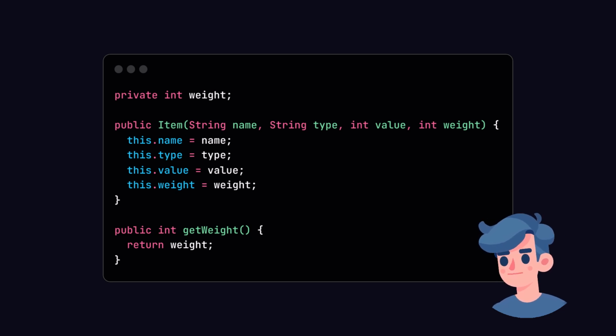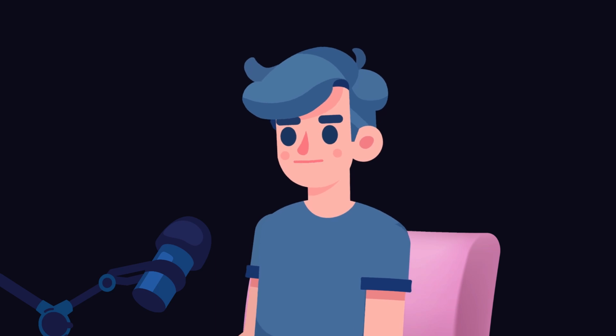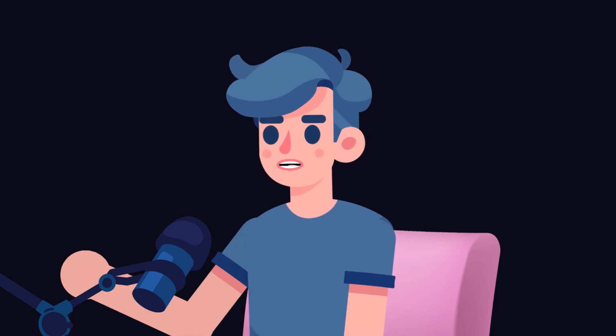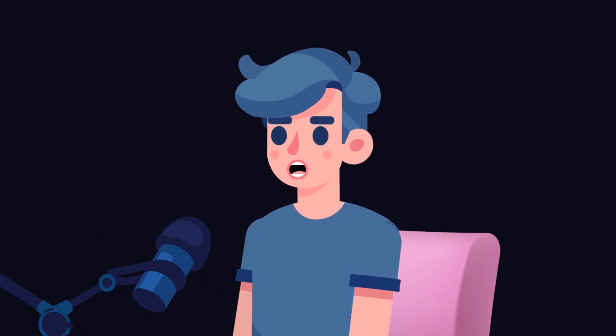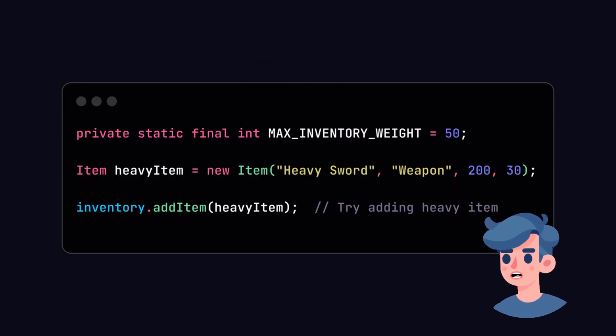For the next step, let's consider adding weights to items, which could affect what a player can carry based on their weight limit. We've modified the item class to include a weight property and adjusted the constructor accordingly. Now let's ensure we keep track of the total weight in the inventory. We've added a total weight property to the inventory, and now the add item method will check if adding a new item exceeds a predefined maximum weight limit. Let's create a constant for our maximum allowed weight and adjust the main method to demonstrate this added feature.